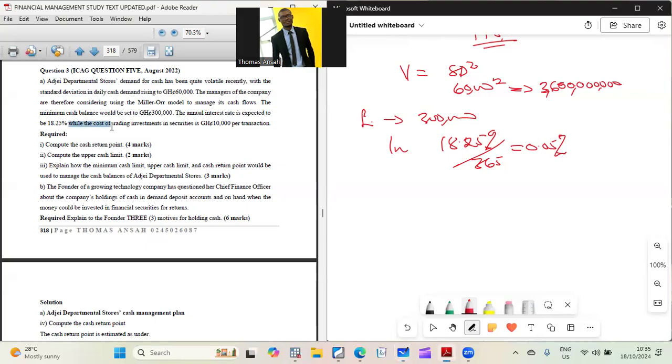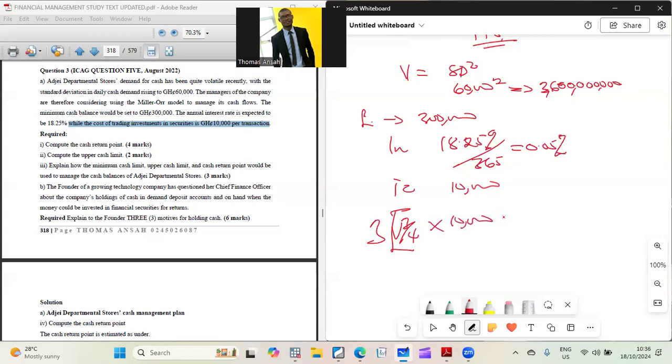The cost of trading in an investment security per transaction, yes, also that one to daily transactions is 10,000. So it means that my TC is 10,000. I have all I need. All I need to do is to design the formula. 10,000 TC, variance 3600,000,000, interest 0.0005.